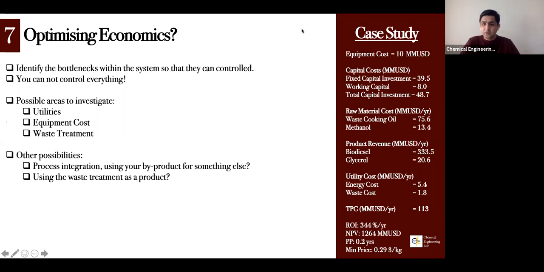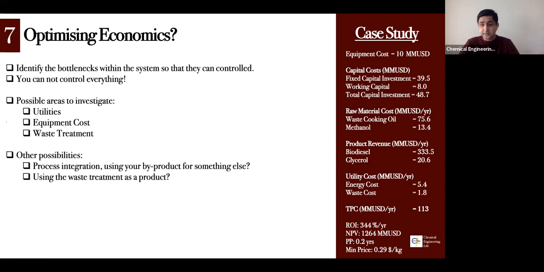Because if you look right here, waste cooking oil costs only 75 million, and it only cost $0.2 per kilo. If we had used a more expensive oil, it would have been at the same level as biodiesel. And that means our profits would not be very high. Therefore, the first step is to understand if you can use a cheaper material to start with, and if you can, you should do it. Many times it's not that simple. You can't just take a random raw material. Of course, it has to fit with your overall process, but that is how you do it.